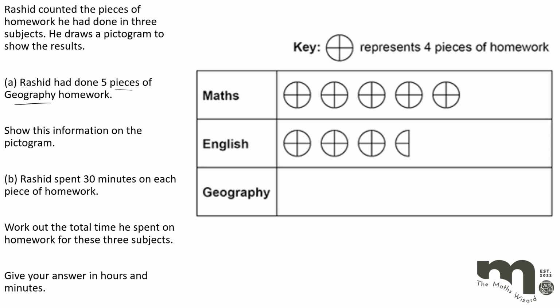And then second part of the question says he spent 30 minutes on each piece of homework. So we need to work out the total time that he spent on these 3 subjects. And we want your answer in hours and minutes for this particular question. So once again, this is a question from a previous AQA paper. So pause your video and have a go.